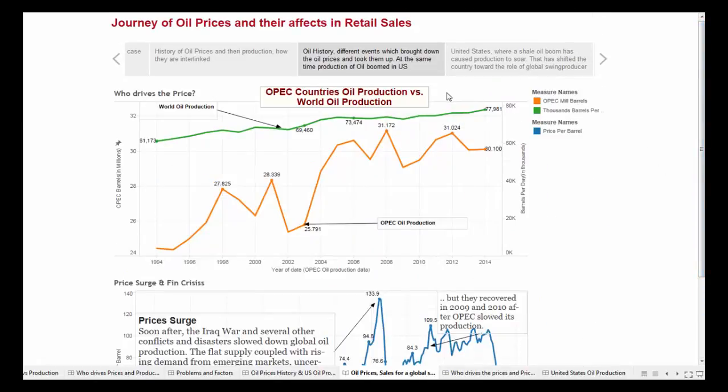Over here we are trying to analyze OPEC countries oil production versus the world oil production. The green line depicts the world oil production and the orange line depicts the oil production by OPEC countries. We can see that the OPEC countries have long been a dominant force in the global market, manipulating prices by holding back or releasing supplies. Their production of oil is about equal to that of the other countries.